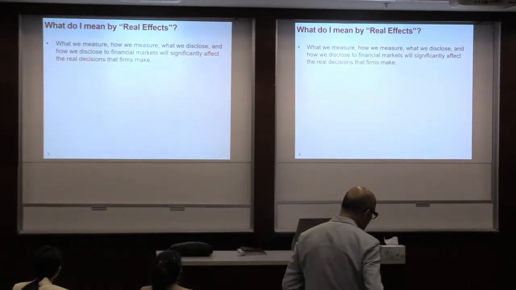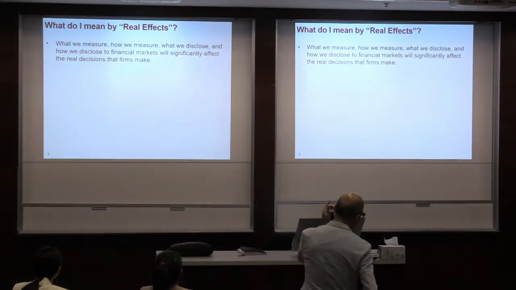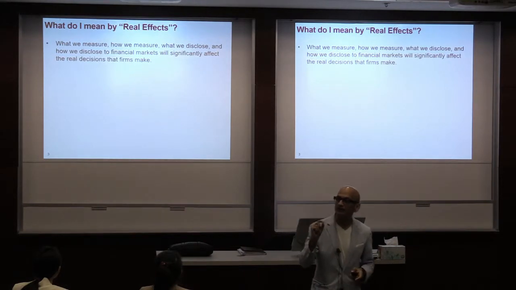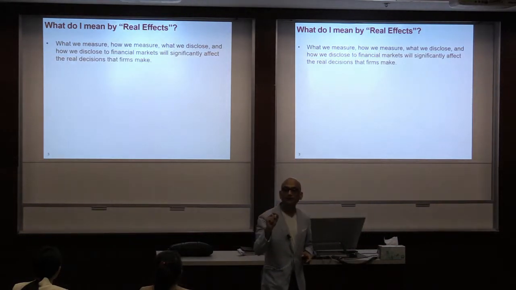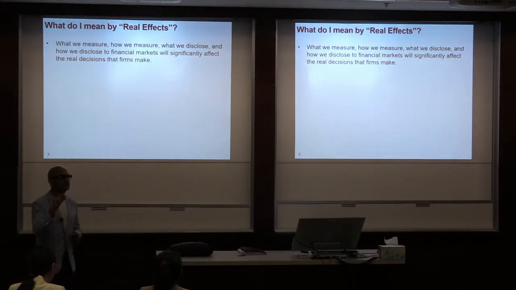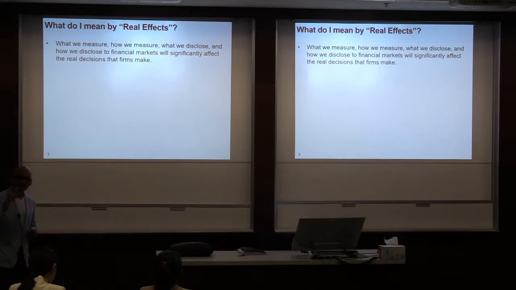All right? So what do I mean by real effects? What we measure, what we disclose, how we measure, how we disclose would affect decisions firms are making. The real decisions of the firm: investment, production, R&D, the type of decisions that they're making. That's what I mean by real effects. Meaning that we're going inside the firm and seeing how their behavior is changing, and how disclosure or measurement changes behavior. I'm just not looking at price effects. We are looking at how firms' decisions are changing.